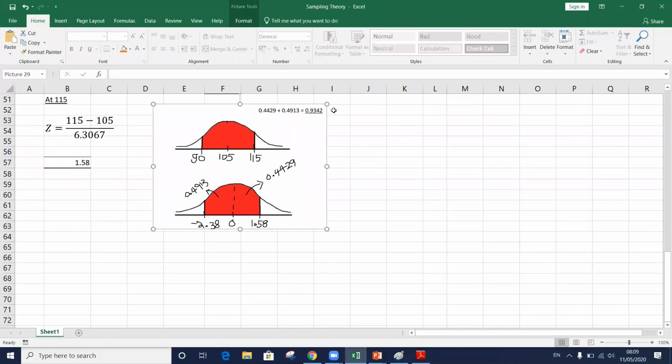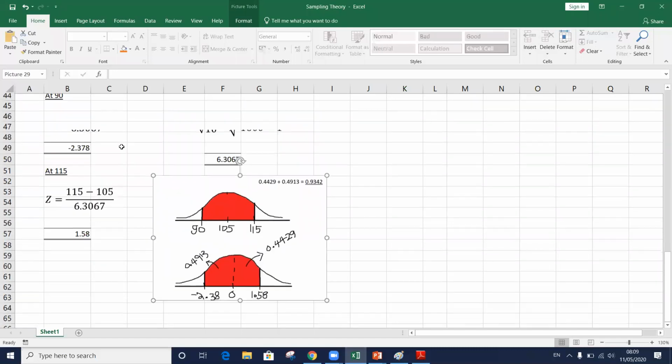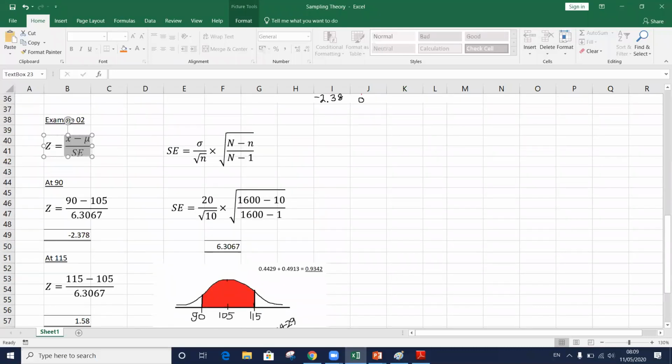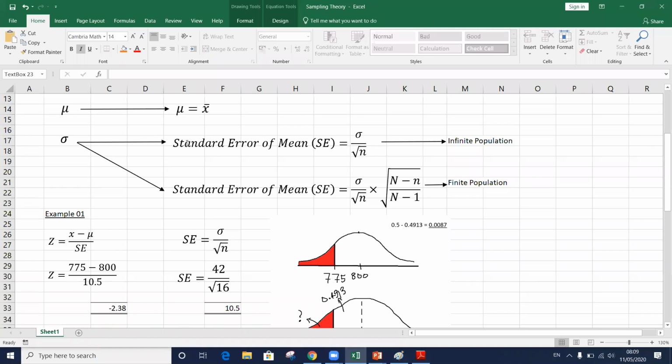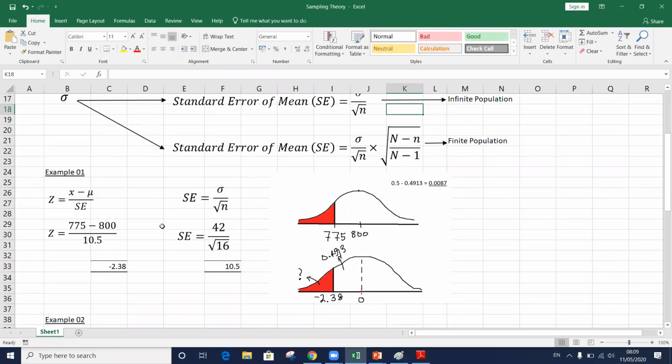The probabilities related to the sample are what we check there, right? The only difference is that instead of standard deviation we need to use the standard error of mean, right? There also we can use two formulas based on the population. If the population size is known, we can use this one, or if we don't know, or if the population size is infinite, we can use the first one, right? That is the only difference.